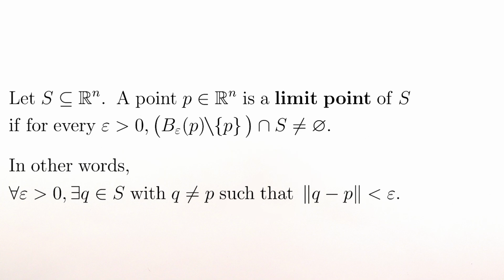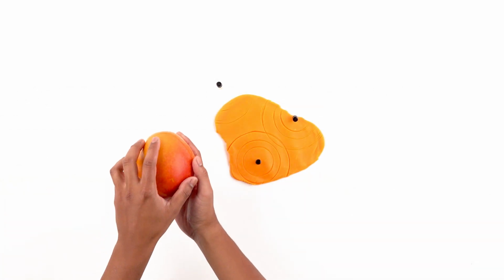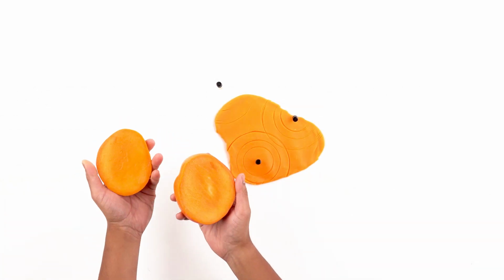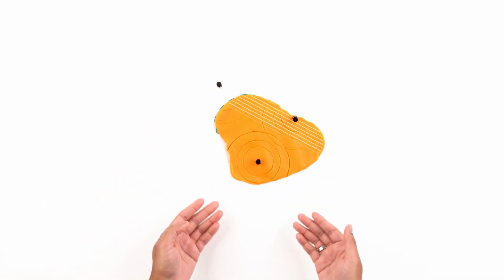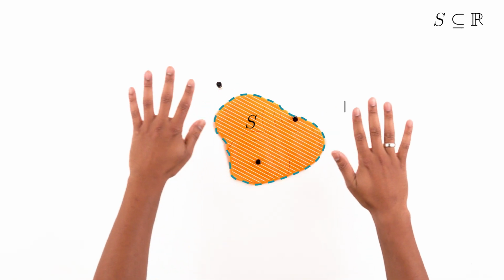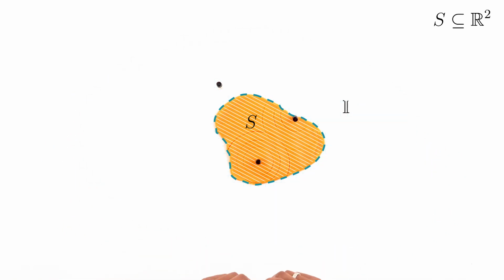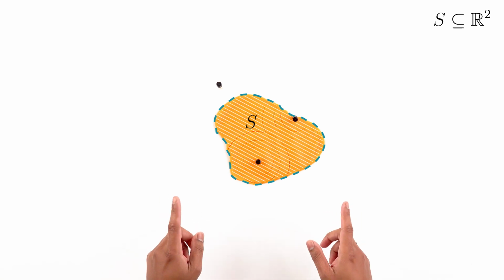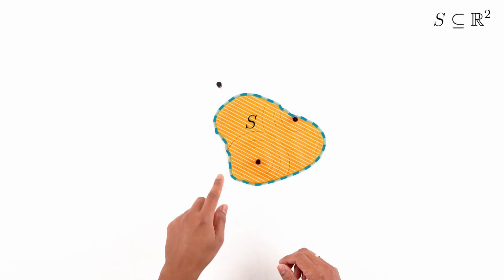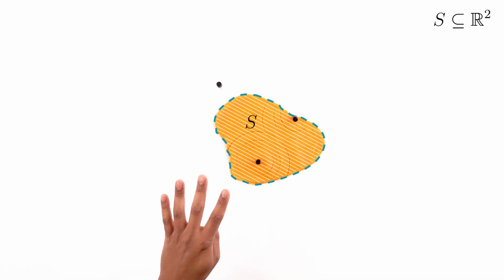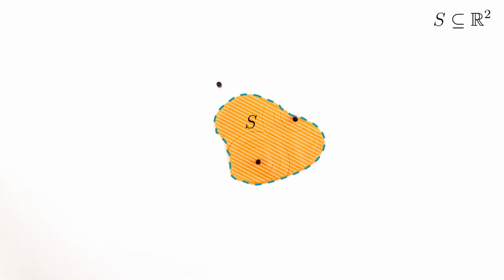Let's apply this definition to our mango. Like before, we will visualize our mango with a two-dimensional model. Think of it as a set S lying inside two-dimensional space. For this example, I want to emphasize that S will only be the dough and not the edge of the dough. Okay? And I'm also going to add a fourth point. So this extra piece of dough you want to consider as part of my set S.